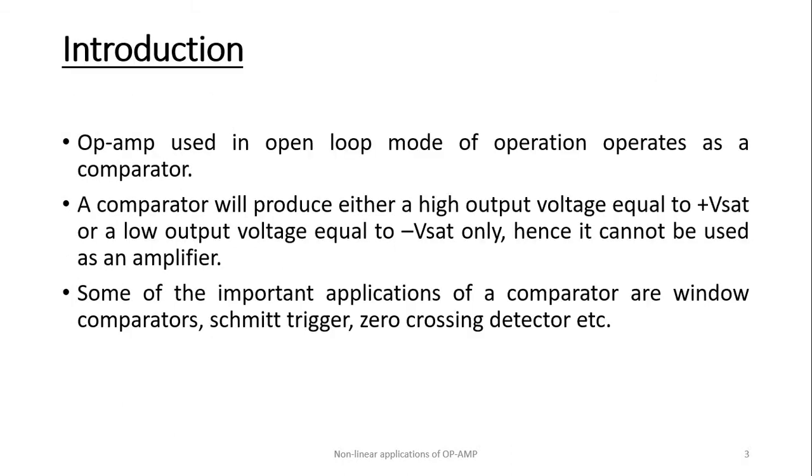Introduction. An op-amp used in an open loop mode of operation operates as a comparator. A comparator will produce either a high output voltage equal to plus V saturation or a low output voltage equal to minus V saturation only. Hence, it cannot be used as an amplifier. Some of the important applications of the comparator are window comparator, Schmitt trigger, zero crossing detector, etc. In this chapter, we are going to discuss all these applications of the op-amp as a comparator.